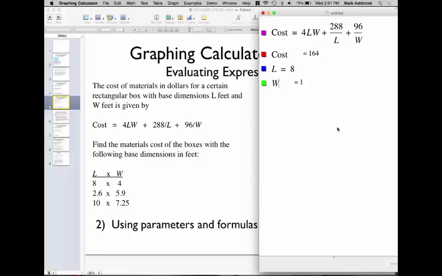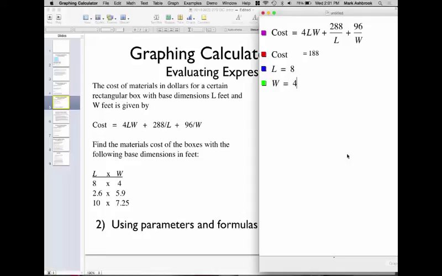And then capital W equals 4. And lo and behold, we get the cost of an 8 by 4 box, which we know is right from what we did before, just with the numbers. Okay, does it make sense?